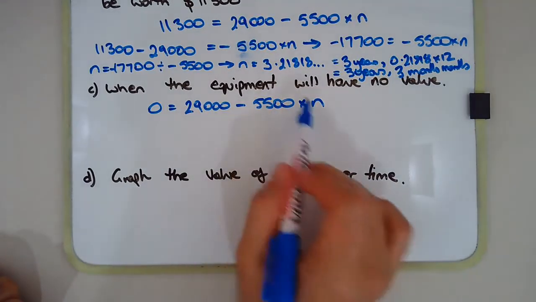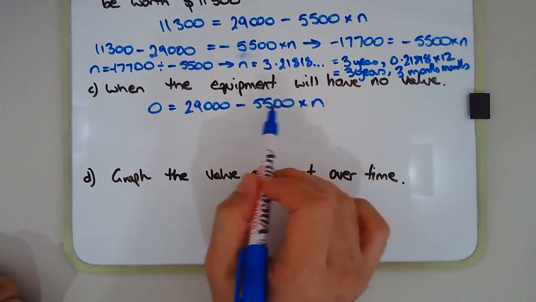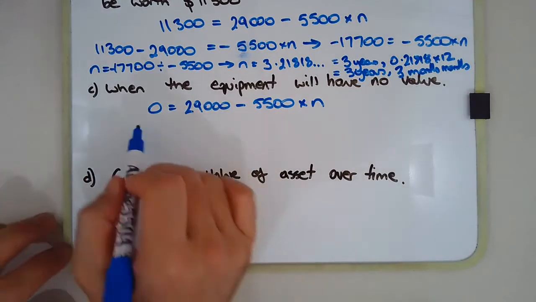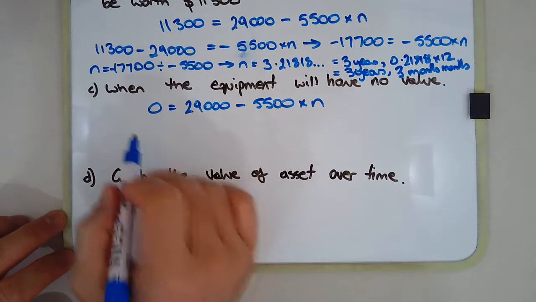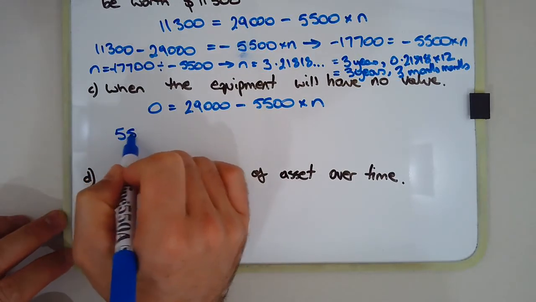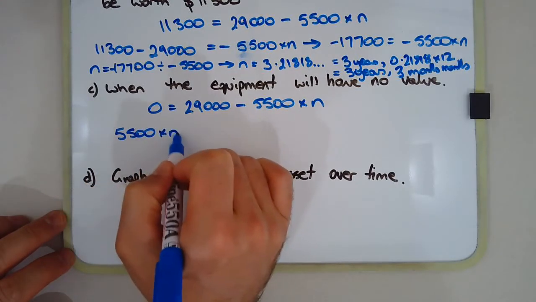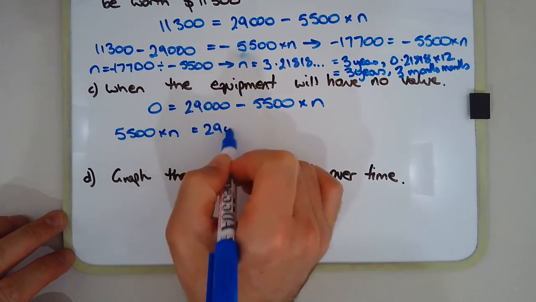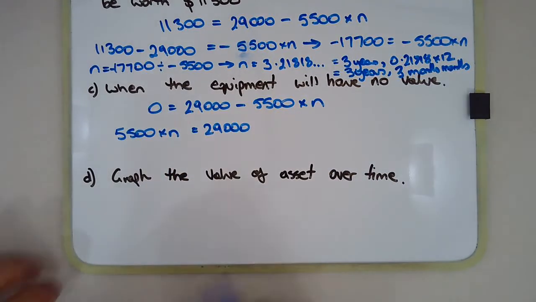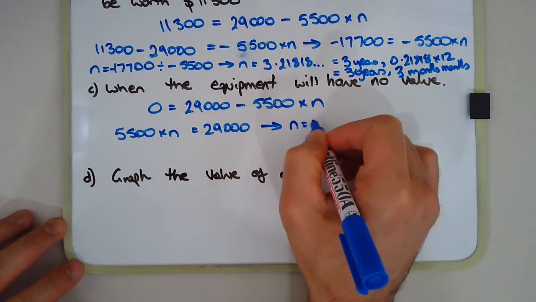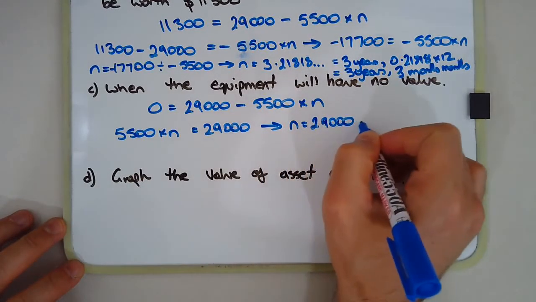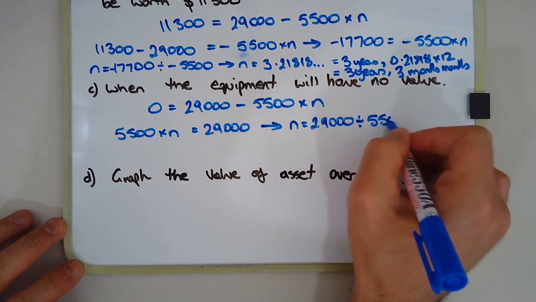Of course, we can move one part of the equation over to the other side. In fact, I'm going to move the negative 5,500n over to the left-hand side, and that will conveniently make it a positive term. 5,500n is equal to 29,000. I'm going to make n the subject of the formula. So that's 29,000 divided by 5,500.